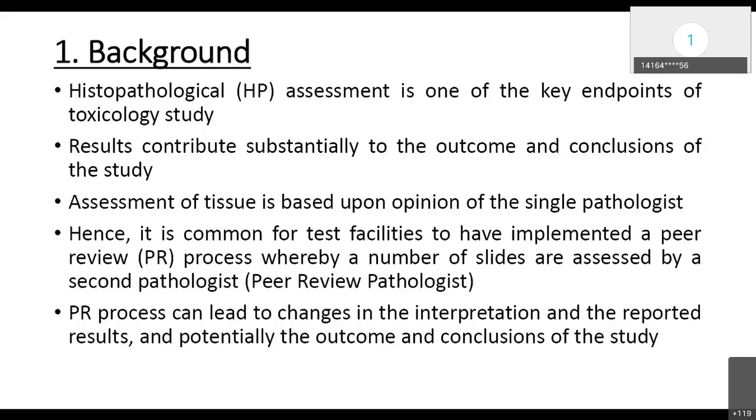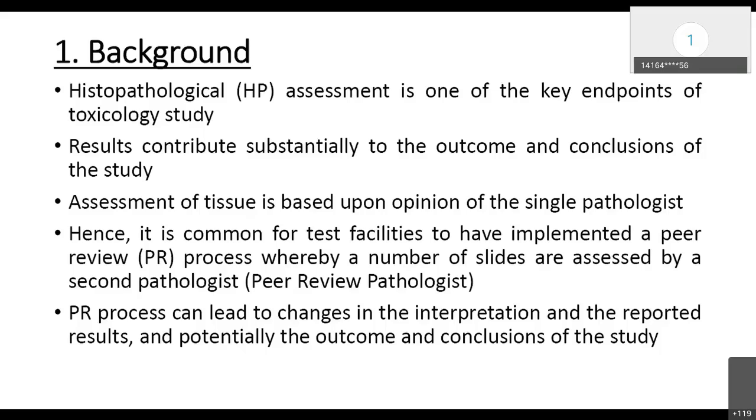The histopathological assessment done in a toxicology study is based on the opinion of a single pathologist. As observation of tissues and various organs under the microscope is really challenging and a bit tricky kind of exercise, it is always recommended that the pathologist who conducted the original examination get an opinion from a second pathologist. The second pathologist is called a peer review pathologist.